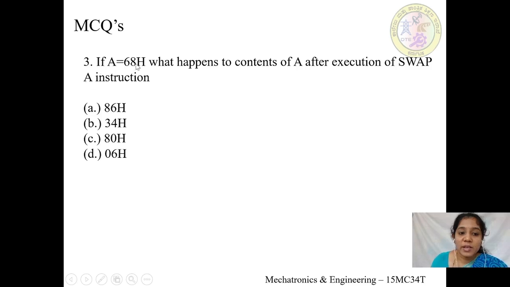If the accumulator is 68H, what happens to the contents of the accumulator after execution of the SWAP A instruction? Option A is 86H, option B 34H, option C 80H, option D 6H. If A is 68, what happens after swap? Yes, it becomes 86H. That is option A is the correct answer.